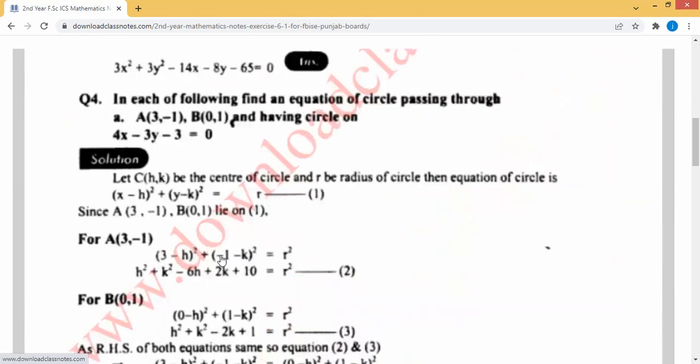Okay. The fourth one is: in each of the following, find an equation of circle passing through point T and having a circle. Because the point मेरे पास given है. अब यहाँ देखिए, general equation of circle मेरे पास x minus h whole square plus y minus k whole square equals to r square होती है with a or b values.